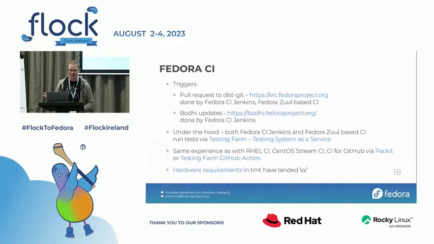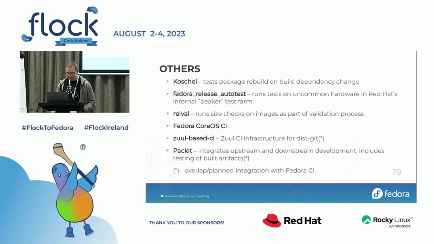Hardware requirements in TMT. That's just if your test needs some kind of specific hardware, you can now define that. There are a few things that I see as testing systems. Fedora CI and OpenQA are the main ones, but some of these things feed in as well. So Cache is a system that, anytime a package's dependencies change, will do a test build of it and see if it works, which is a tool for developers, but effectively it's quality testing as well, so I see that as a quality system.